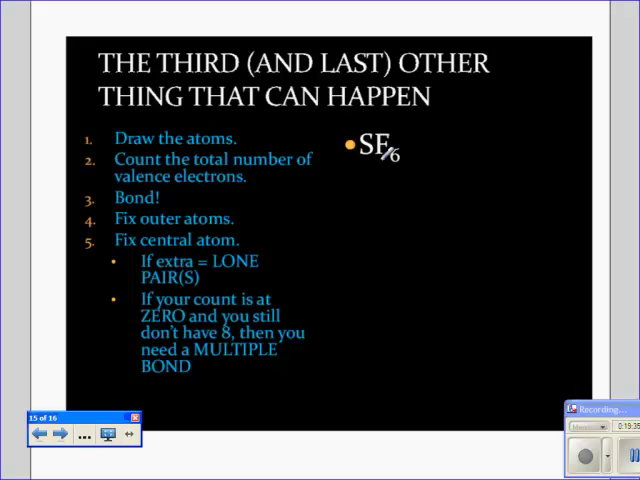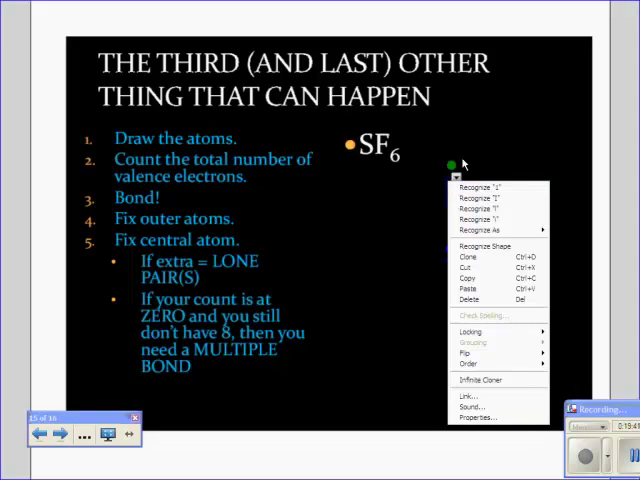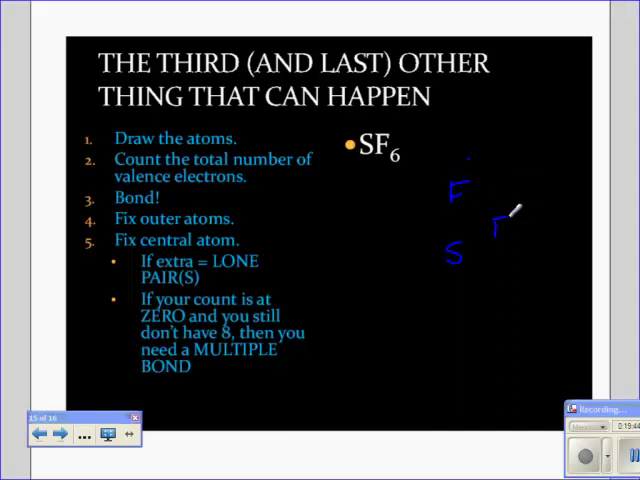SF6 is another sort of situation that can happen. I have an S. I have 6 F's to put around it. F, F, F, F, F. Count. Sulfur gives me 6. It's in group 6. Plus 6 times 7, because fluorine's in group 7. 6 and 42 says put in 48.